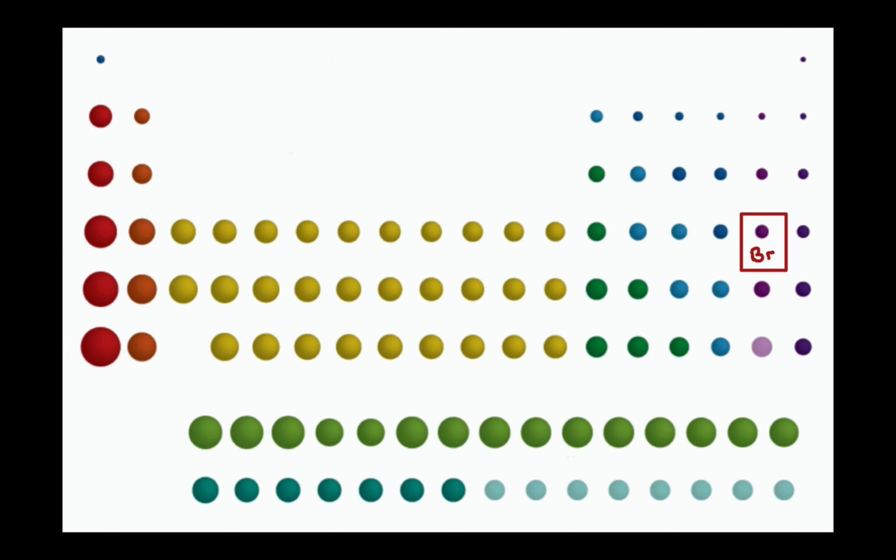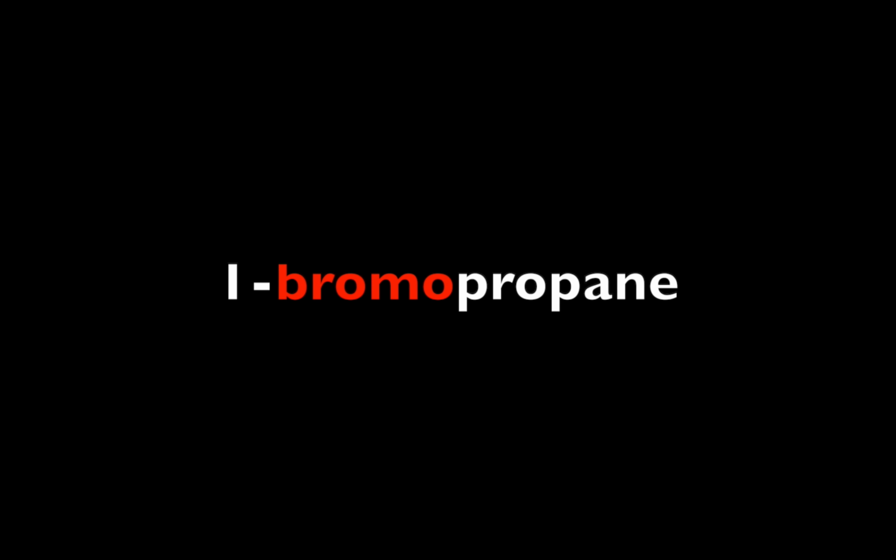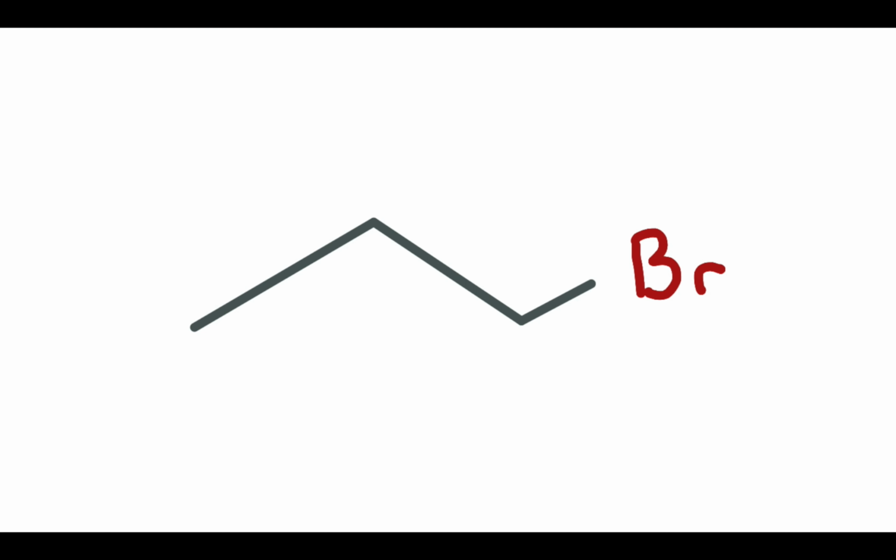Compare that again with what happens with bromine. As you go down in a column on the periodic table, atoms get bigger. And so bromine is going to be even bigger than chlorine. Let's look at an example molecule, 1-bromopropane. So the same thing, we're just replacing the chlorine with the bromine. You can see the skeletal structure here.